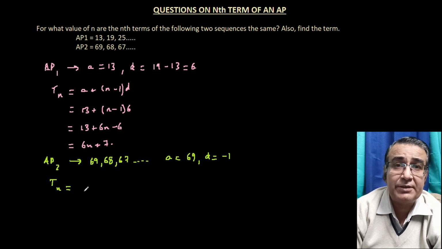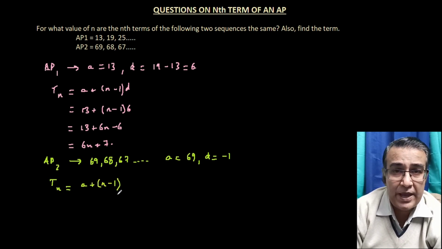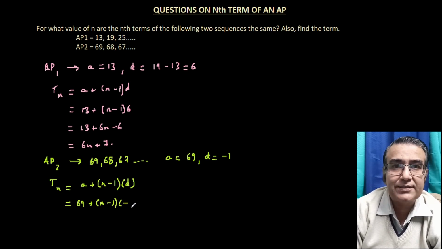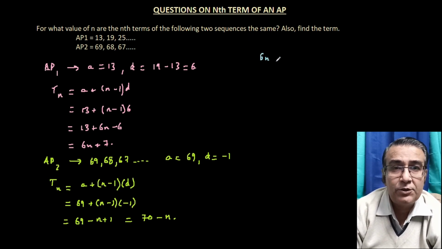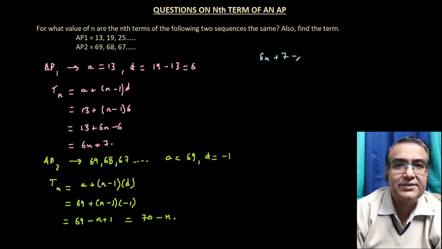And the nth term of this sequence is also going to be Tn is equal to A plus n minus 1 times D. Substituting the values, we get Tn is equal to 69 plus n minus 1 times -1. Distributing the -1 and simplifying the equation further, we get 69 minus n plus 1, which simplifies further to 70 minus n. Now we have been given in the question that the nth term of both the sequences is going to be the same. So we can say that 6n plus 7 should be the same as 70 minus n. And now from this equation, we have to find the value of n.